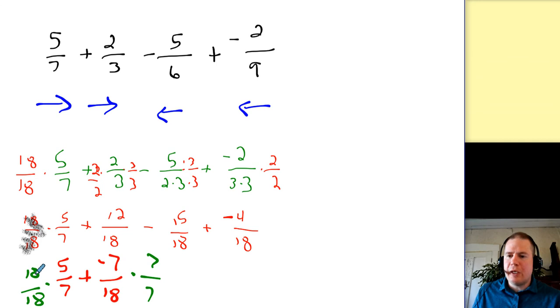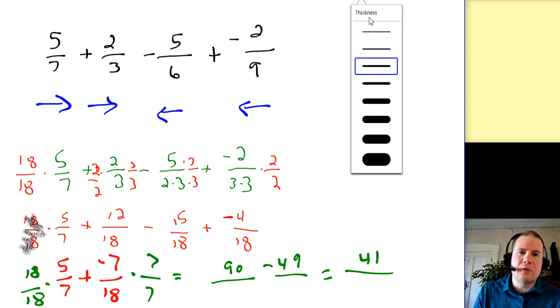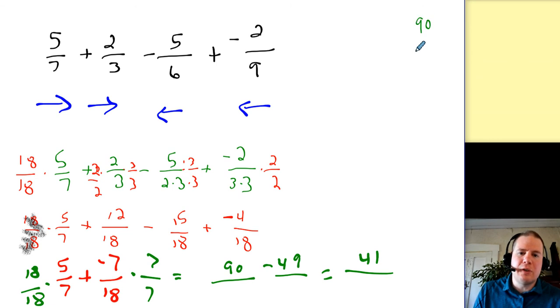So 18 times 5, that's 90. 7 times 7, that's 49. So 90 minus 49. Well, 90 minus 50 is 40. So minus 1 less, I'm going to have 1 more, 41. Right? I could do that on the side here. 90, 49, borrow. 10 minus 9 is 1, 8 minus 4 is 4.